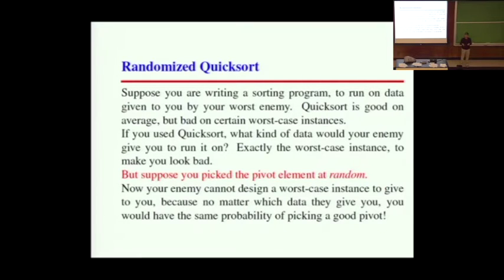Okay? The interesting question is, no matter how you pick your pivot element, if you pick your pivot element in a deterministic way, like the median of 3, somebody could design a worst-case data instance to give you. Okay? This is, I guess, what I want to show you that's kind of cool about randomization, is that in some sense, in a randomized algorithm, there is no worst case.